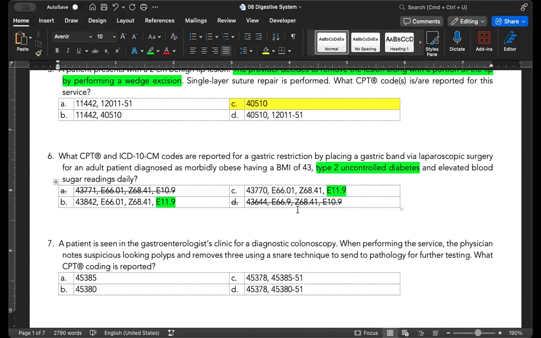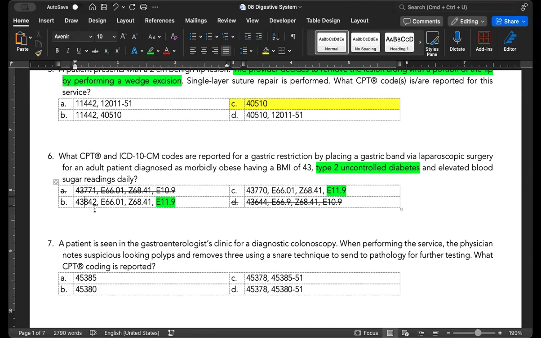Okay. Where do we want to go next? CPT codes, 43842 and 43770. Because we've ruled out as much as we can with ICD-10, right? They both have E66.01 and Z68.41. So the best way to find your correct answer the quickest is to go to your CPT codes.